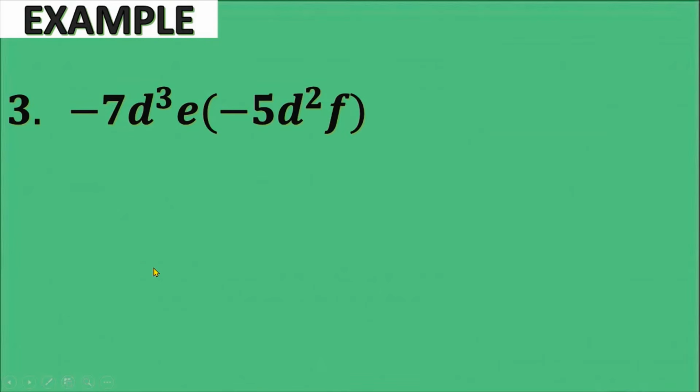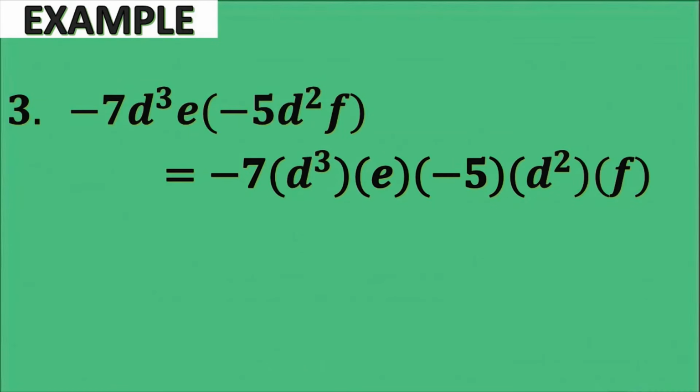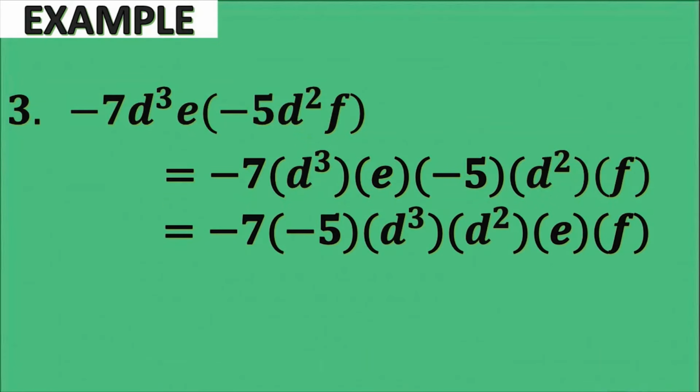Next is negative 7d cubed e times negative 5d squared f. We can think of the given in this form: negative 7 times d cubed times e times negative 5 times d squared times f. And we will arrange the terms in such a way that we will write next to each other those terms that can be multiplied or that can be simplified. Negative 7 times negative 5 is possible. We have positive 35. Simplifying d cubed times d squared is d raised to 5. And then we will just copy e and f. Answer therefore is 35d raised to 5 ef.